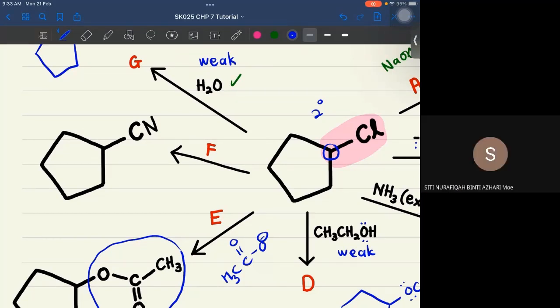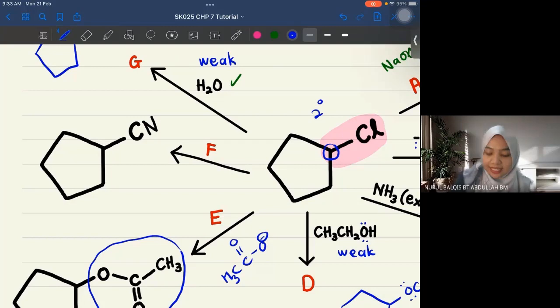Kita nak guna KCN. Yes, KCN. Jangan guna HCN tau walaupun dia bawa CN. Dia tak cukup kuat pun untuk bawa, sebab H tu nanti, kita tahu HCN kan weak acid. Nanti dia dissociate partially. Dah tak dapatlah produk yang kita nak.